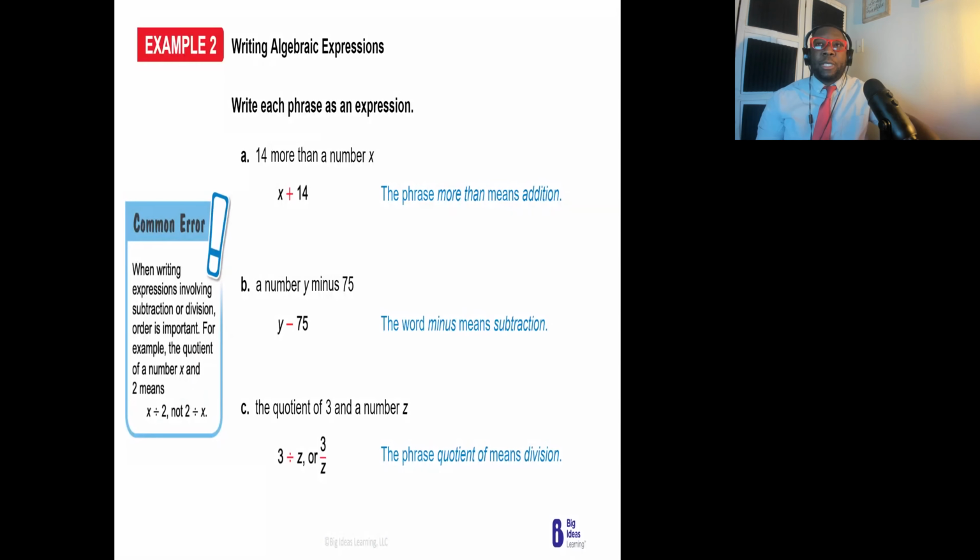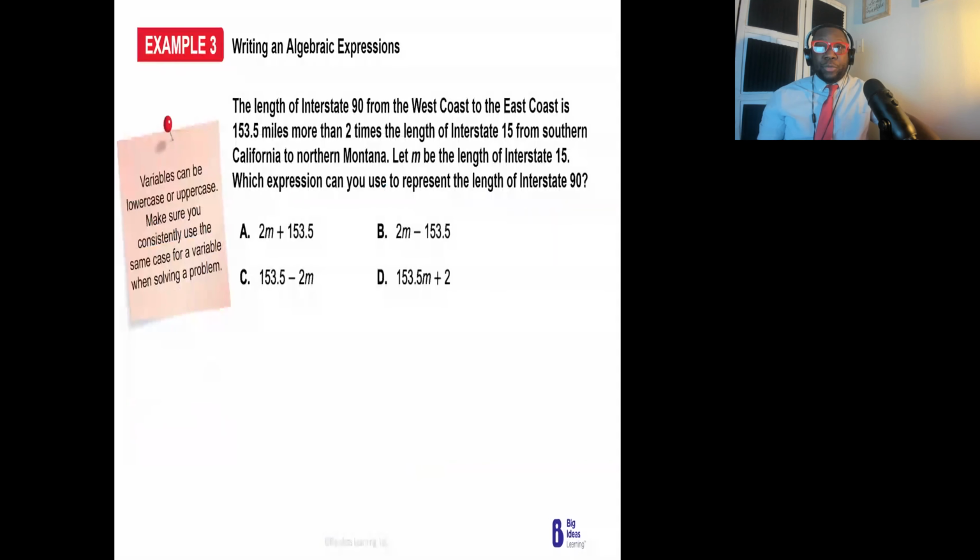Let's take a look at number 3. Write an algebraic expression for the following. The length of Interstate 90 from the west coast to the east coast is 153.5 miles more than 2 times the length of Interstate 15 from Southern California to northern Montana. Let M be the length of Interstate 15. Which expression can you use to represent the length of Interstate 90? Give you some think time. Do you think it's A, B, C, or D?